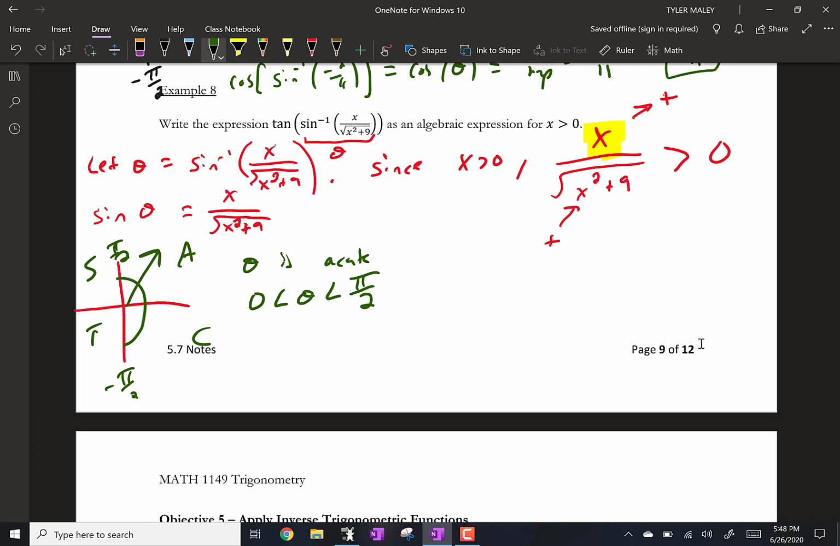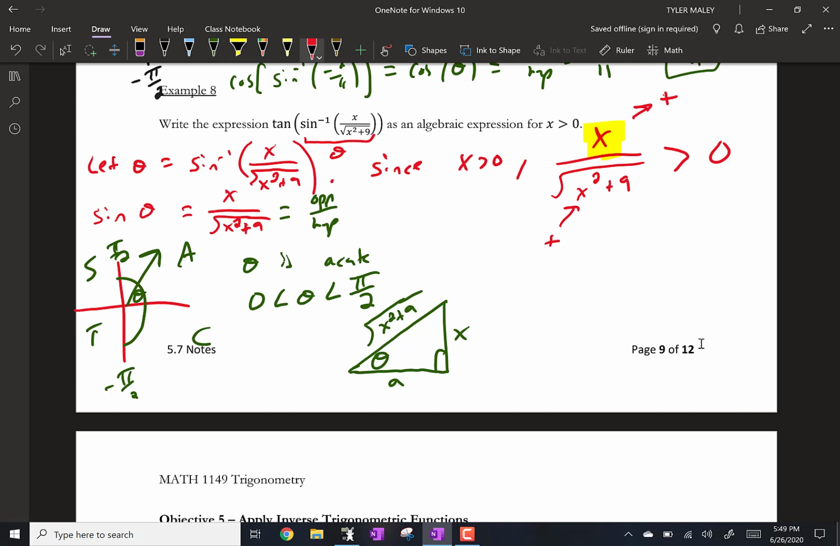So if I draw a triangle with theta, here's theta. Then sine of theta is equal to the opposite over the hypotenuse. So the hypotenuse is the square root of x squared plus 9. The opposite would be x. So we need to figure out what the adjacent side is. I'll use the letter A for adjacent.